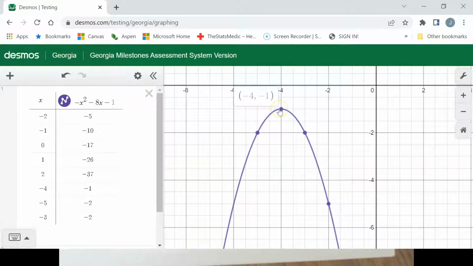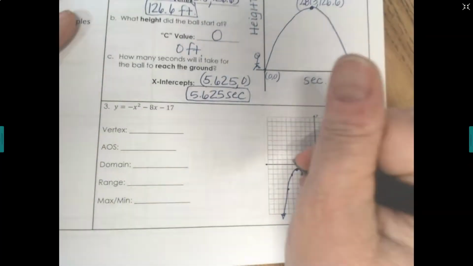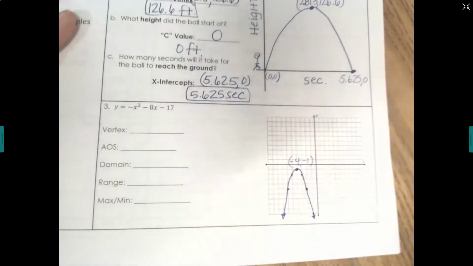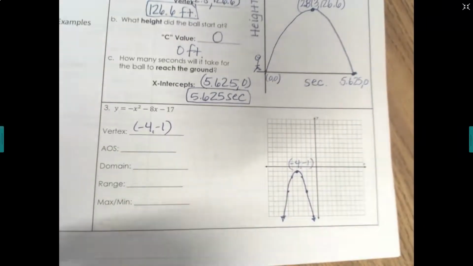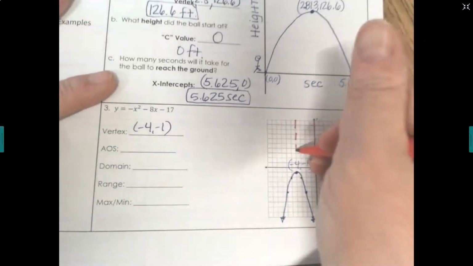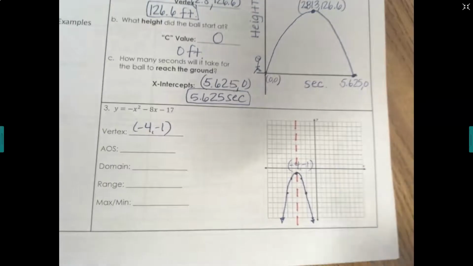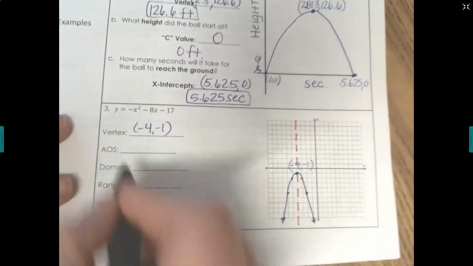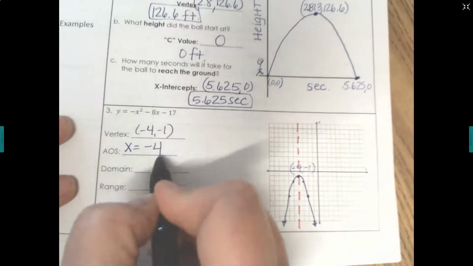And so we can see that our vertex is there at (-4, -1). Okay, and then I just kept putting in some X values, and if I got a whole Y value out, I would plot that point if I could. So our vertex here, we already identified, was at (-4, -1). Our axis of symmetry, remember, goes through the center of the parabola, right through the vertex. It's a vertical line, so it's an X equals line. It'll be the same as the X value of the vertex, which is -4.